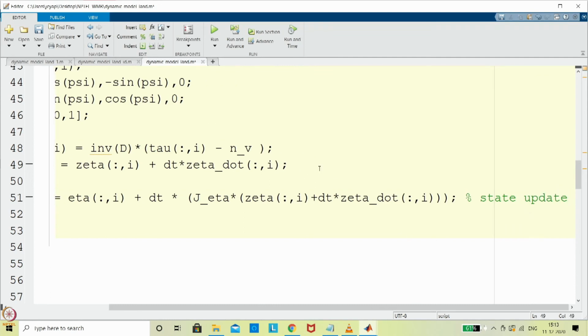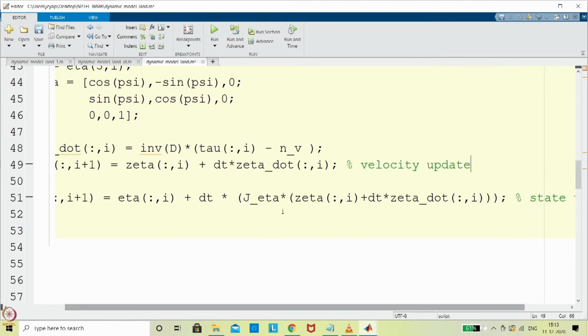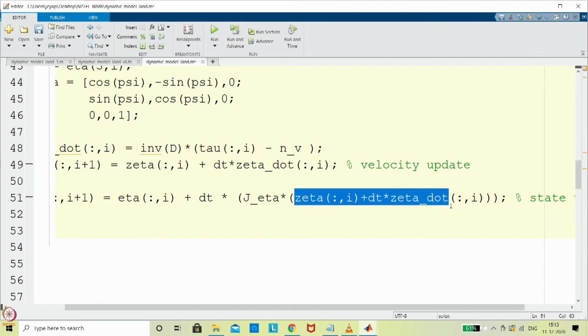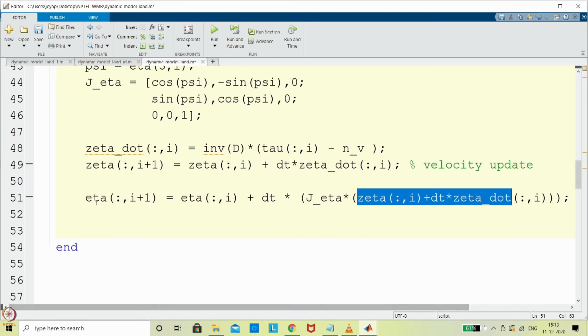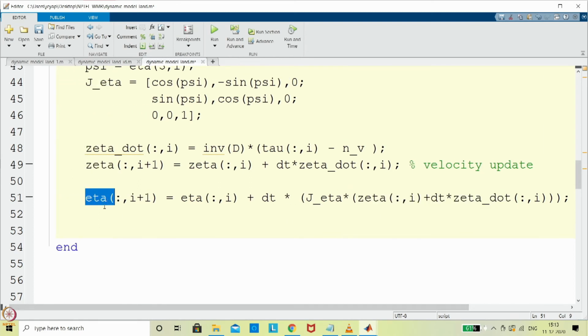Okay, so this is what I call the velocity update. The only issue is that here we are multiplying by J of eta, because zeta and zeta dot are in the other domain, with respect to the body, what we call instantaneous velocity and instantaneous acceleration with respect to the body frame. But we are looking for the generalized coordinate, which is what you call earth fixed. So that is what we are trying to find.